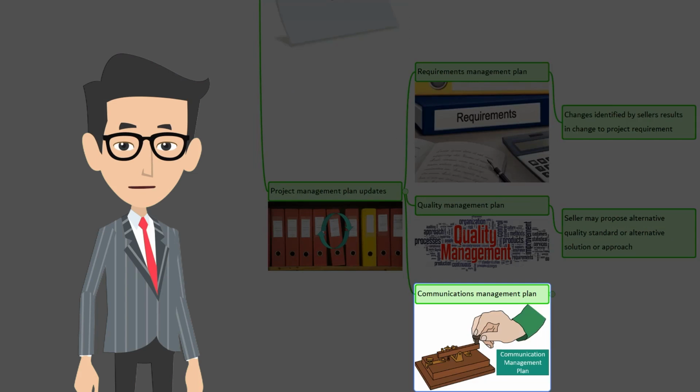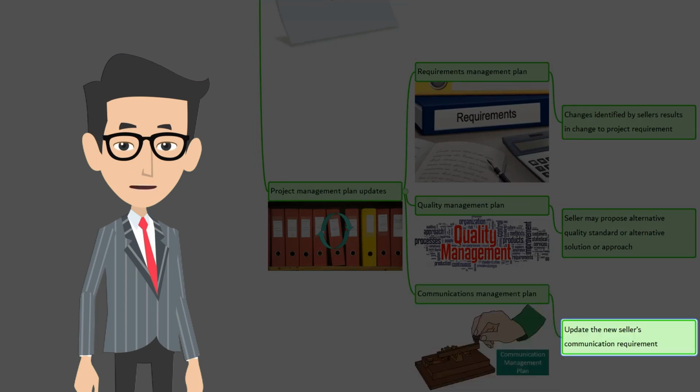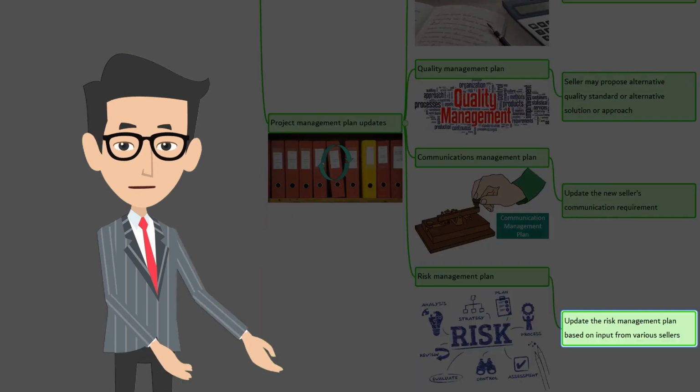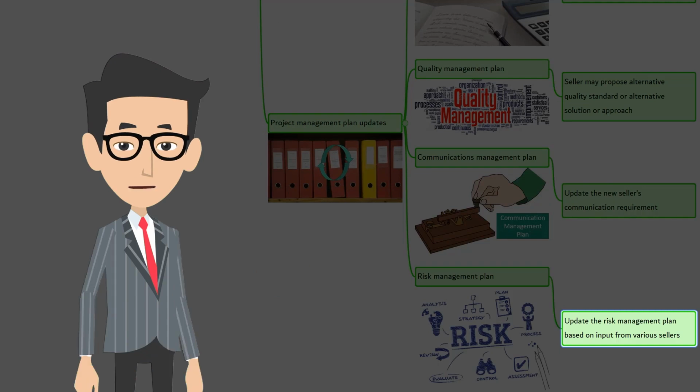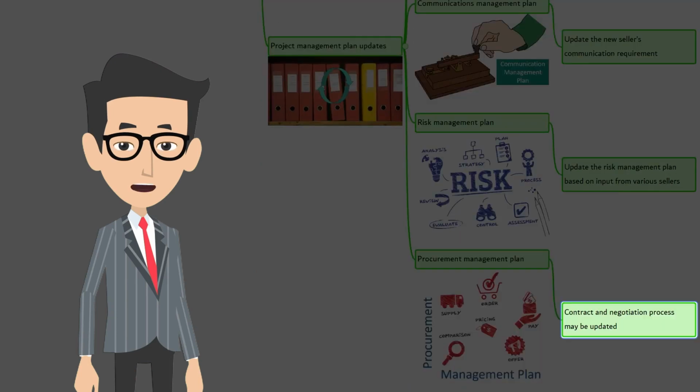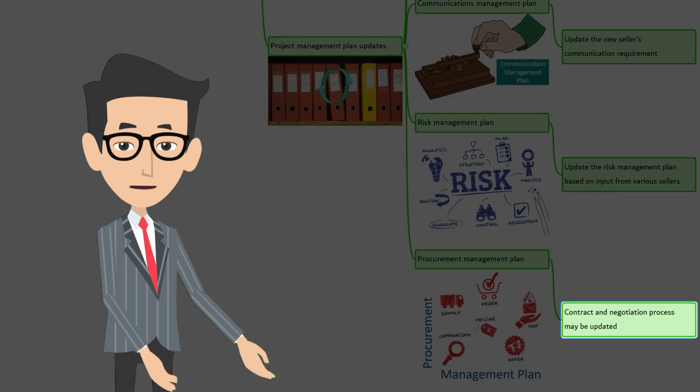Communication management plan. As the new sellers get into the project, the communication management plan is updated to incorporate their communication needs and approaches. Risk management plan. Each agreement and the sellers have their own set of risks. This needs to be updated in the risk management plan. Specific risks are incorporated into the risk register. Procurement management plan. Updates may be required depending on the results of the contracting and negotiation process.